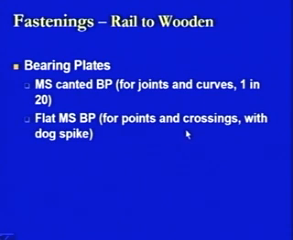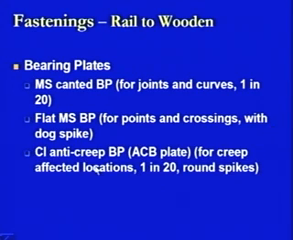Then there is another category, that is flat mild steel bearing plate. In the case of flat mild steel bearing plate, these are provided for points and crossings where the turning of the track is allowed, and they are provided with dog spike. Then there is cast iron anti creep bearing plate, also termed as ACB plate, and this is provided on all those locations where the creep is a possibility. Again, in these cases, the 1 in 20 slope is provided at the bottom, so as to seat the rail section, and round spikes are used in this case instead of the dog spikes.